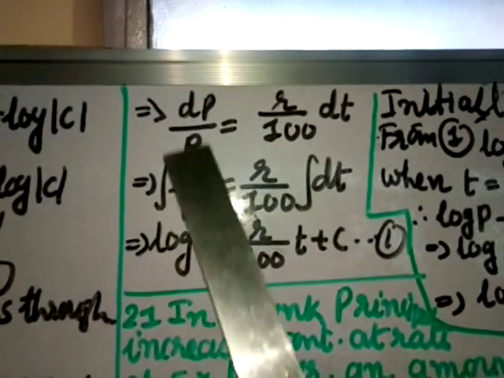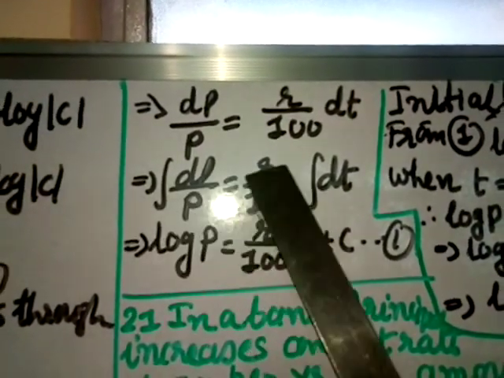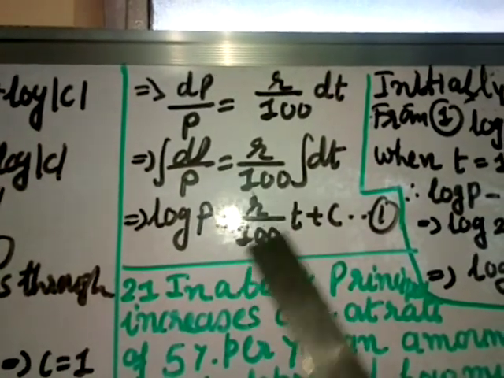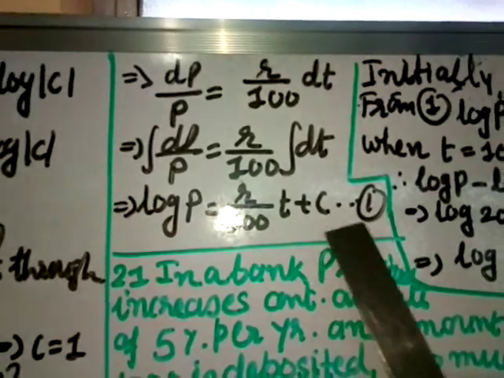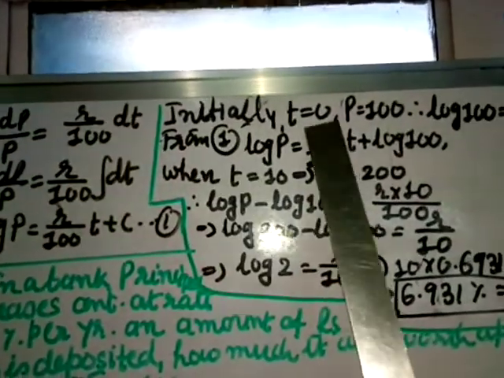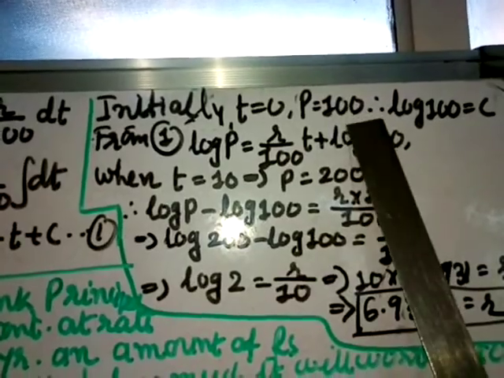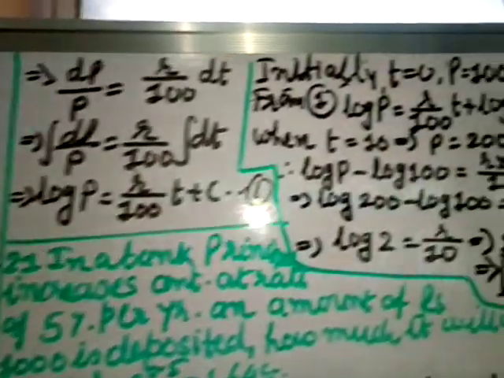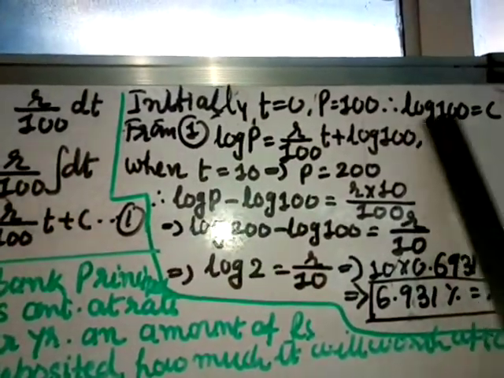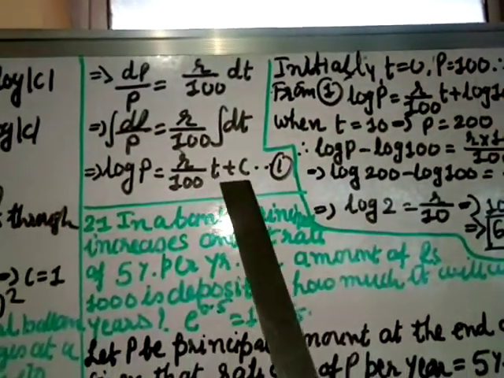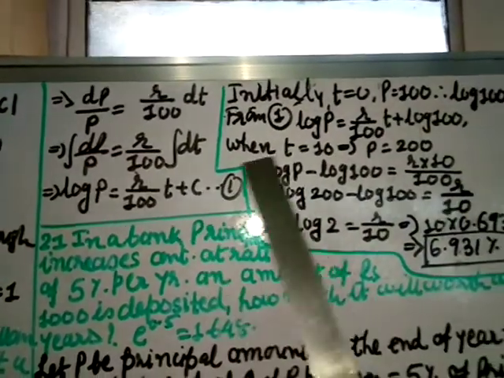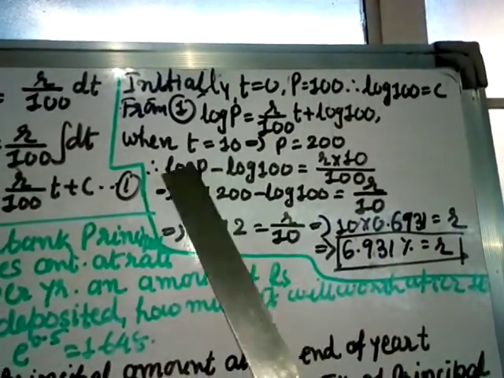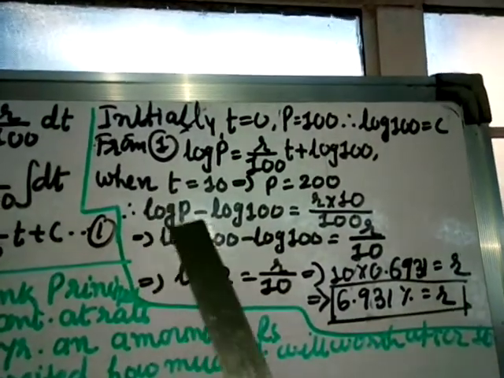Now integrate both sides. So integral dp by p is equal to r by 100, which is constant, times integral dt. The integral is log p equals r by 100 times the integral with respect to t, which is t plus c. Call it number 1. Given that initially, that is t equal to 0, p is equal to 100. If you put t equal to 0, you get the c value, log p, and the p value is 100. So you get the c value as log 100. Now in equation 1 we will put the value of c, that is log 100. So log p is equal to r by 100 t plus log 100. Log 100 you transfer here, it becomes negative, so log p minus log 100.